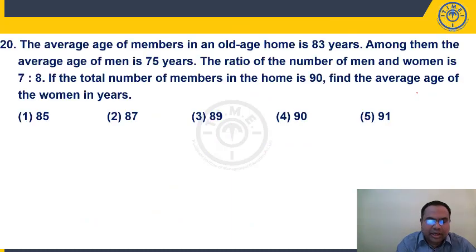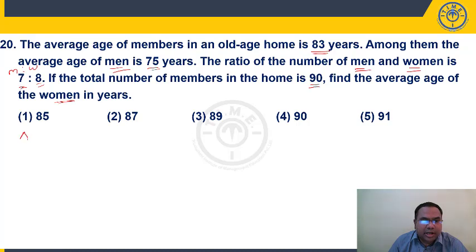Now, question number 20, students. The average age of members in an old age home is 83 years. Among them, the average age of men is 75 years. The ratio of men and women is 7:8, men is to women ratio. Total number of members in the home, men and women together, are 90. Find the average age of women in years.